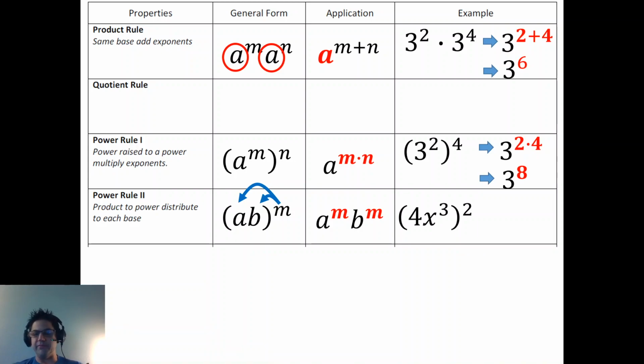Well, if I use my distributive property, it's going to give me 4 with the exponent from the outside. So that would be 4 squared, and we also know that 4 squared is 16. And then using the power rule 1 for the x, if I have an exponent inside and outside, that's just going to multiply. So 3 times 2. So 4 squared is 16, and then 3 times 2 is a nice 6. So again, just think about your distributive property if you have more than one item inside your parentheses.